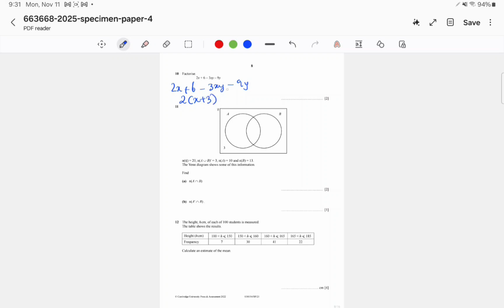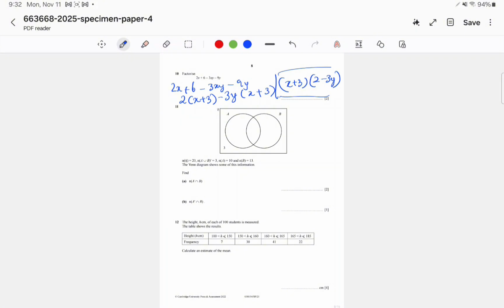Okay, next, if you take 3y, we will take it. If you take minus 3y, minus of minus becomes plus, so it is x plus 3. Yeah, it is x plus 3 and 2 minus 3y. This is the answer.